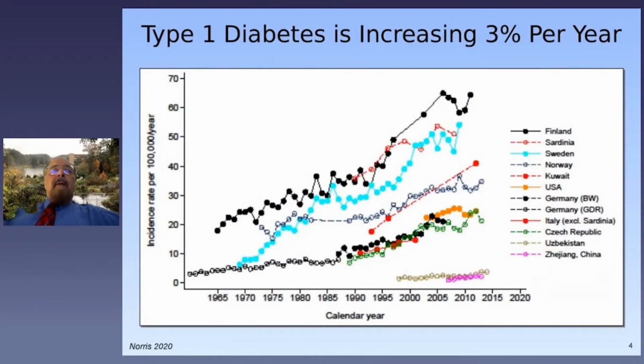Type 1 diabetes, which you might remember is an autoimmune disease caused by destruction of the parts of the pancreas that produce insulin, has been one of the best studied autoimmune diseases. And this slide shows information about how, across the world, type 1 diabetes is increasing on average about 3% per year.